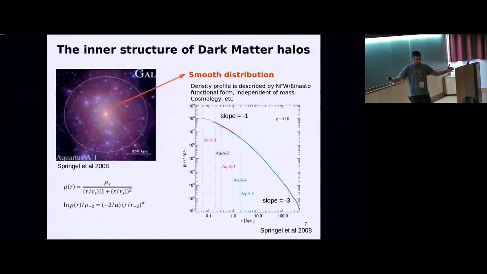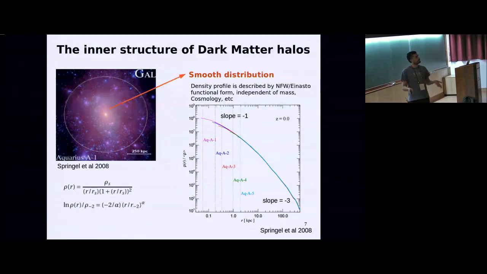So now these dark matter halos have a smooth component. We can plot, for instance, the density profile, so the density as a function of distance from the center, and it has a characteristic shape. In the outer parts, it has a slope of r^-3, and in the central parts it is roughly r^-1. So this can be described by a simple functional form.